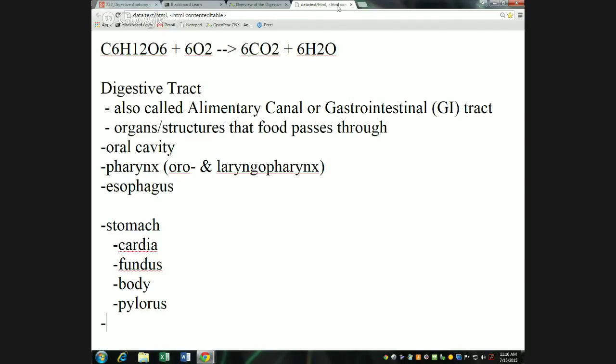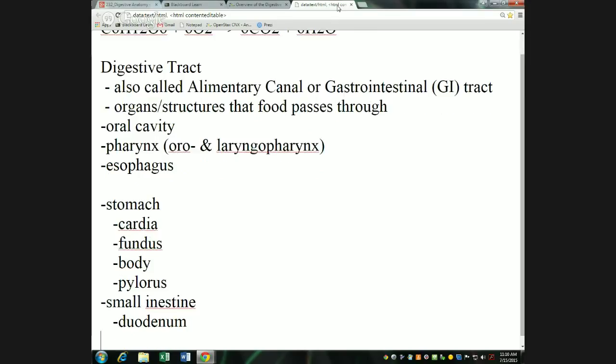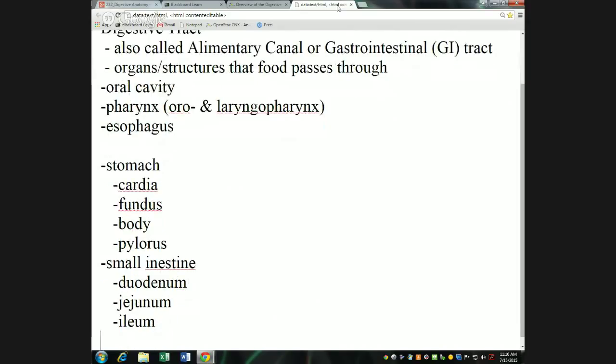And then the stomach connects to the small intestine, which has 3 regions. It starts with the duodenum, which is probably more accurately pronounced duodenum, but everybody says duodenum. And then there's the jejunum and the ileum. Just 3 different regions. When I'm talking about function tomorrow, I'll show you this structure of the small intestine a little bit more directly.